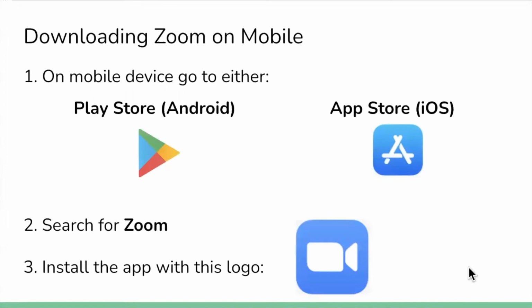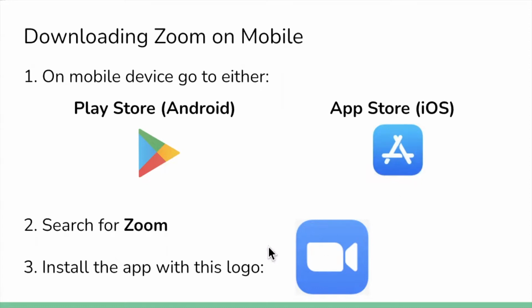Now, there are some differences between downloading Zoom on a computer or a mobile device. So for mobile devices, you will either go to the Play Store if you have an Android, and the icon for the Play Store is this triangle. It is multicolored. And the App Store is for iOS or Apple devices, and it looks like this icon here, the white and blue A.